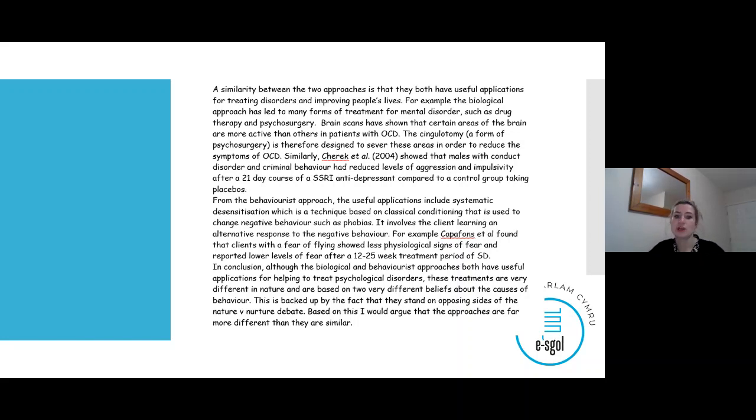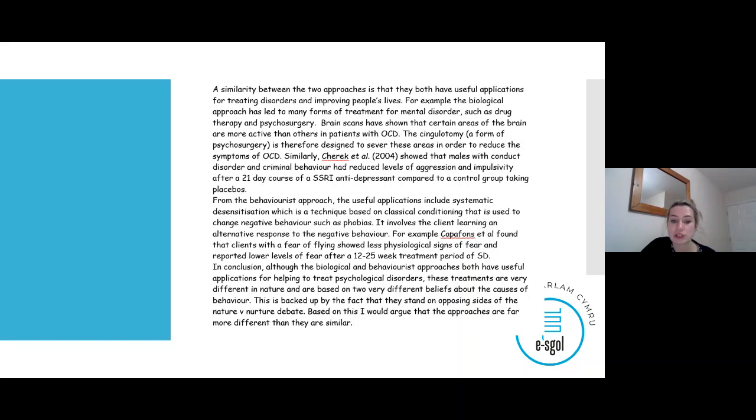From the behaviourist approach, the useful applications include systematic desensitization, which is a technique based on classical conditioning that is used to change negative behaviour such as phobias. Good, because we're showing the examiner our knowledge. It involves the client learning an alternative response to a negative behaviour. For example, Capathons found that clients with a fear of flying showed less physiological signs of fear and reported lower levels of fear after a 12 to 25 week treatment period of SD. Nice, again, another piece of research added in there.